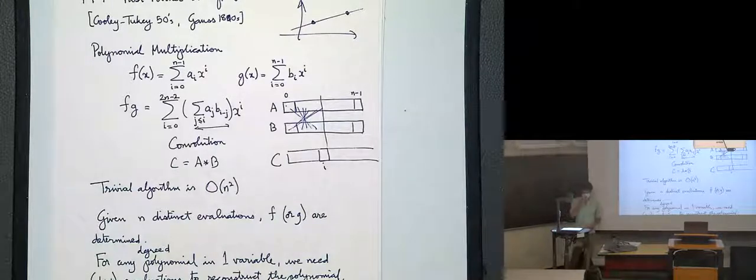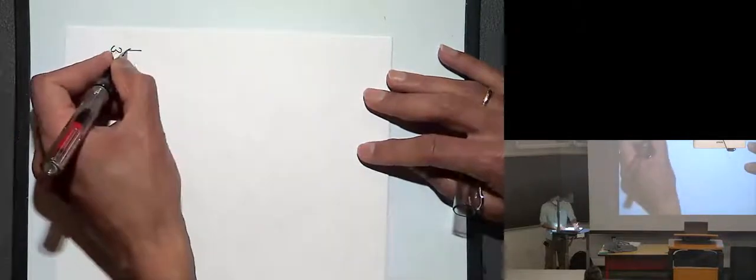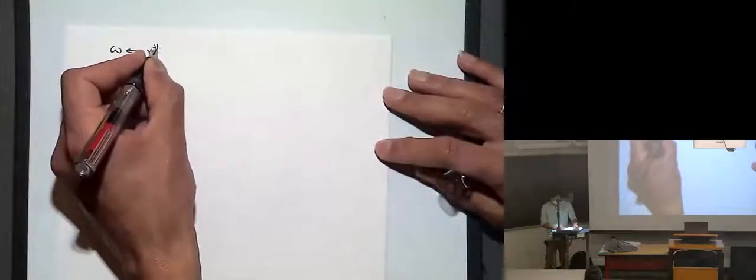Okay? So the choice that is used is, you use complex numbers here. That's sort of the magic here. So what we'll do is we'll set gamma to be an nth root of unity.